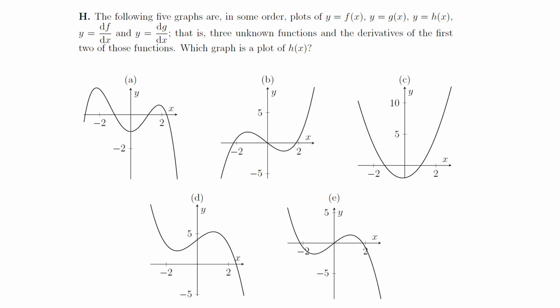1h. If we sketch the derivative of each of these functions, then we find that the derivative of graph A looks like graph E, and the derivative of graph B looks like graph C. So D is the odd one out, and it must be a plot of h of x.